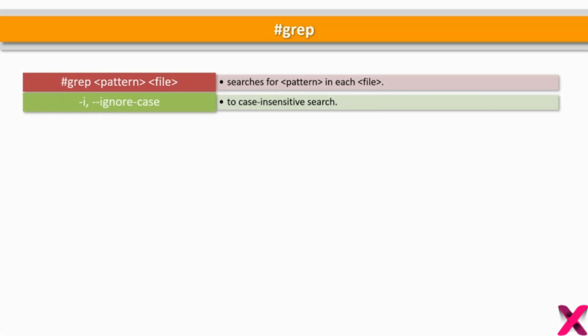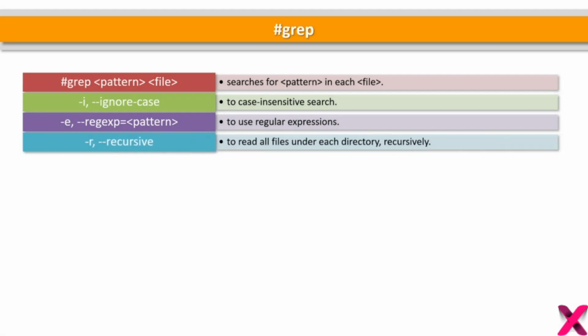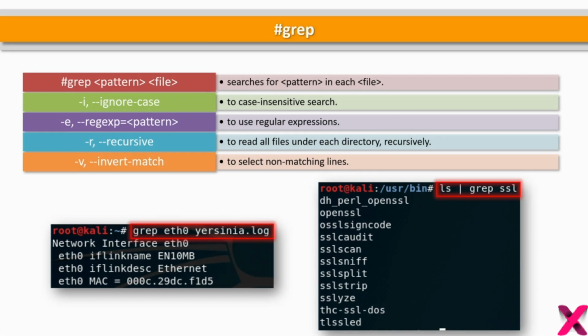The dash i parameter is used to perform case insensitive searches. You can use regular expressions with dash E parameters. Dash R parameters can be used to read all files under each directory recursively. And then finally, the dash v parameter. We use that when we want to select non-matching lines.